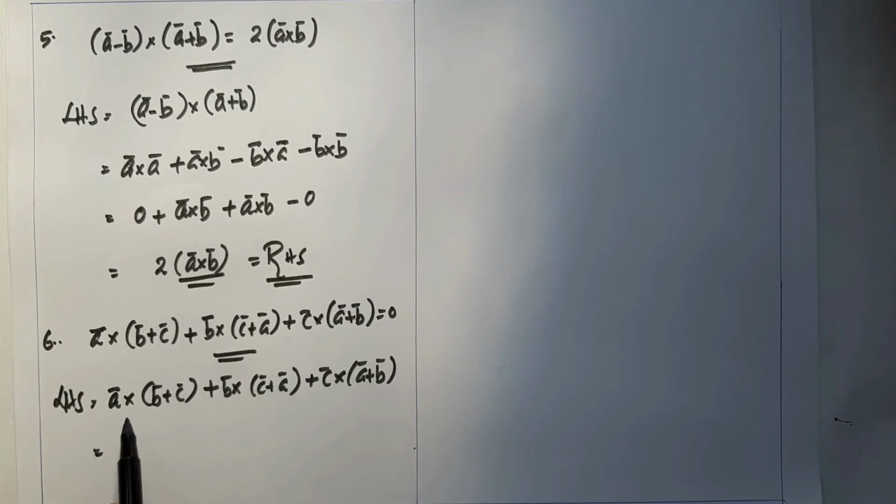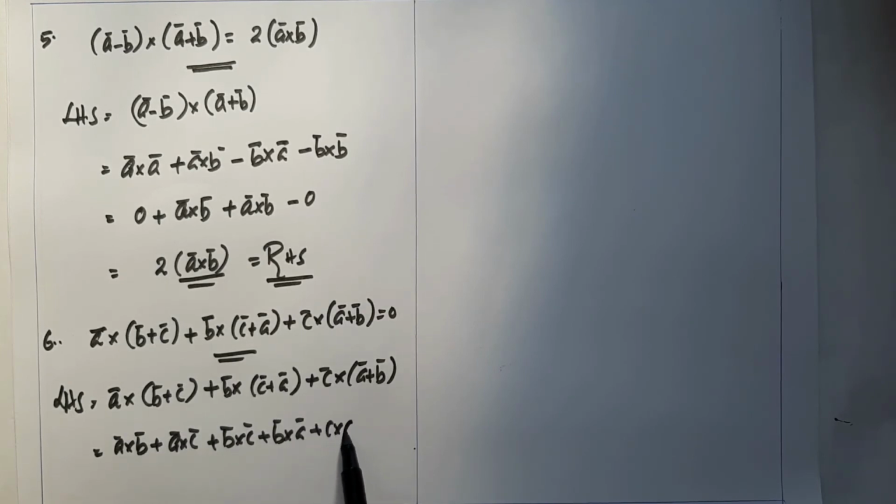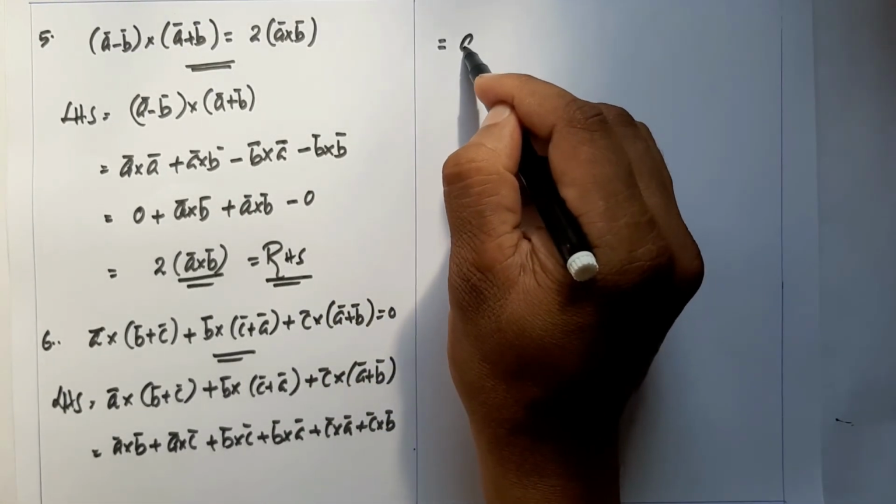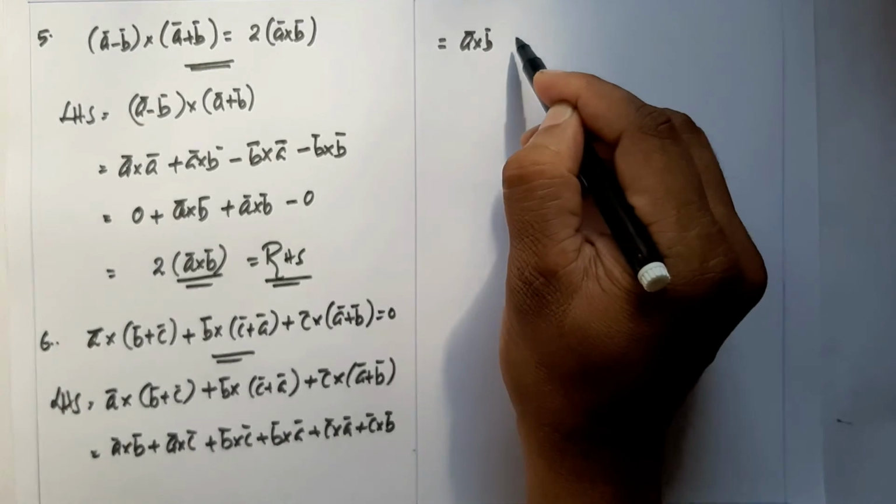Is equal to, first of all cross multiply, you get a cross b plus a cross c plus b cross c plus b cross a plus c cross a plus c cross b, is equal to a cross b, there is no change.